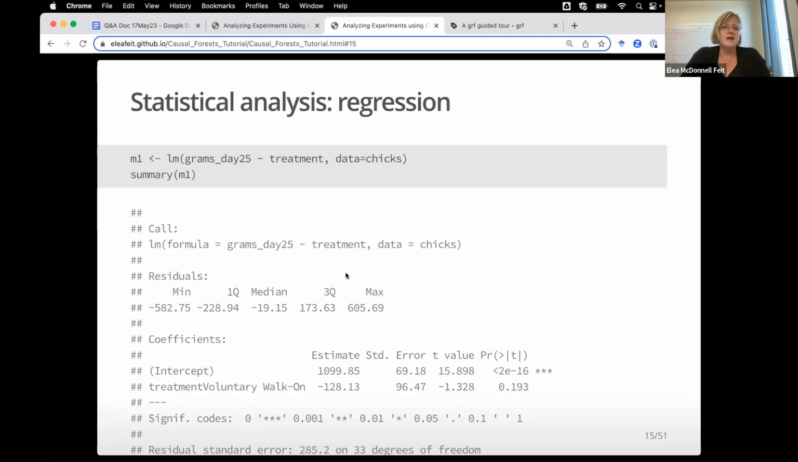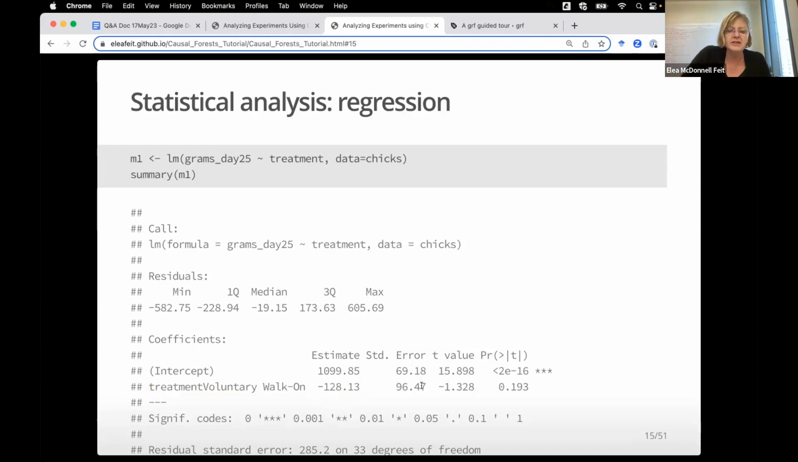All right. Let me get to another way that we can analyze an experiment, which is with a regression. We can use lm, which is the function for running regressions in R, and we can say that the grams at day 25 is a function of the treatment using the same R formula notation, and telling R that the data is in the chicks data frame. That gives us output that looks like standard regression output, where the important number is here, the treatment voluntary walk-on, and that's where we see that minus 128, which we saw before: the difference between these two treatments on average is 128 grams in the data.